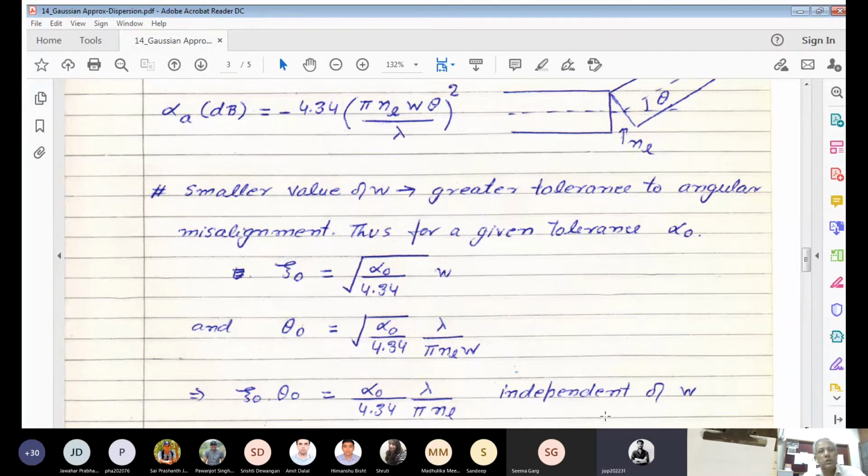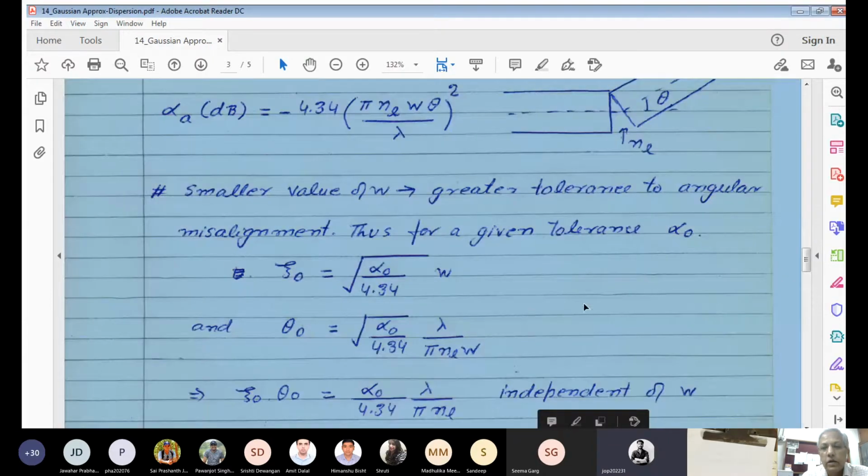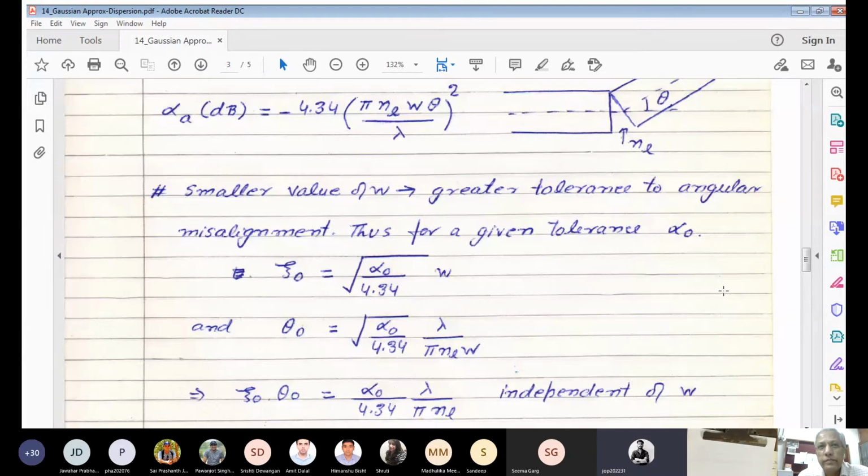I want to ask about the dependence of W. Angular misalignment is directly proportional to W square. So the smaller value of W will correspond to the smaller value of angular misalignment, right, sir? Right. So what is your question? Sir, you have written that a smaller value of W corresponds to greater tolerance. So greater tolerance means that you can tolerate that loss. Yes, sir.